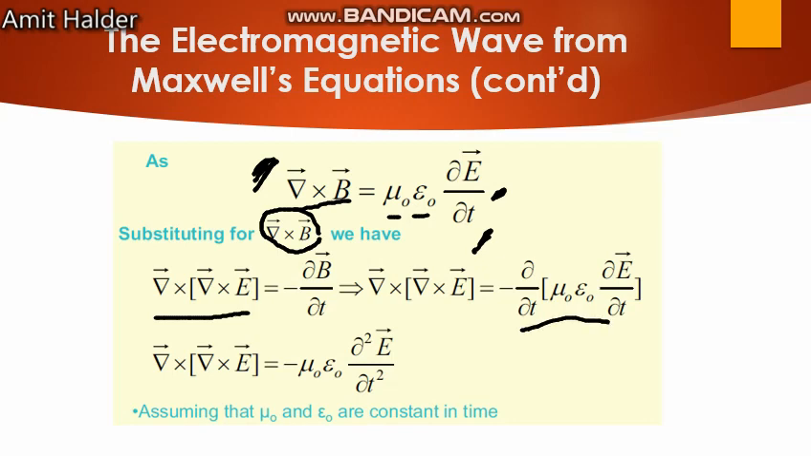After putting the value, we get the harmonic equation, the second order differentiation minus mu naught epsilon naught, the second order differentiation with respect to time, that is d square by dt square of E, assuming that mu naught and epsilon naught are constant in time.